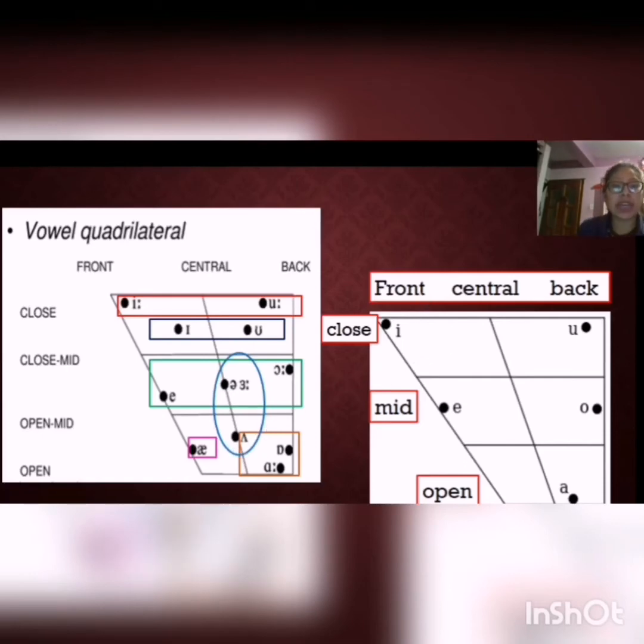So I hope you can understand what quality and quantity mean. As you can see, each vowel can be classified into parameters that are quality and quantity. Don't forget that quality refers to the articulatory movements, and quantity refers to the duration or the length that the vowel has.